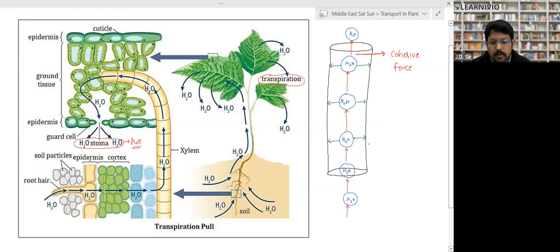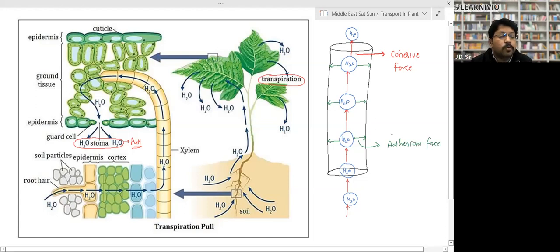Look, these water molecules are also attracted by the xylem tracheids, right? The xylem tracheids are made up of a different kind of material. Water is a different kind of material. So the force between different kinds of material is called adhesion force. What is the function of adhesion force? Adhesion force does not allow this water column to fall due to gravity.